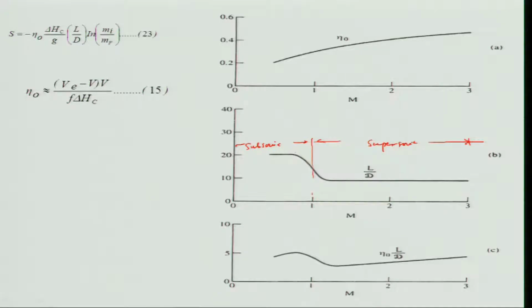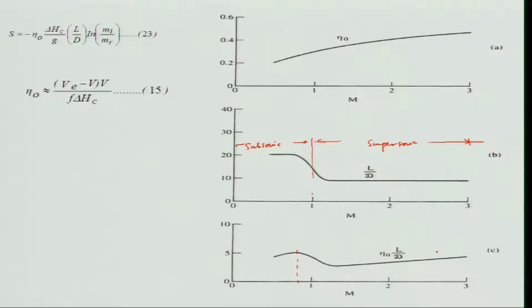Now, if you club this together, that eta into L by D, if I just multiply this and replot it, I will see that this thing goes on increasing and reaching a value over here, and then it is decreasing, and again of course, it goes on increasing. Because this is increasing and this is decreasing. So, finally, it will be increasing.